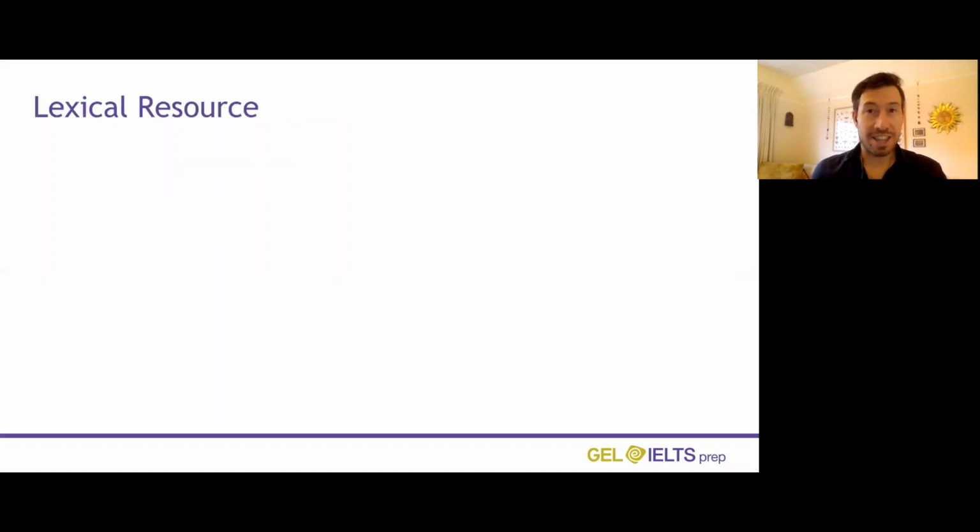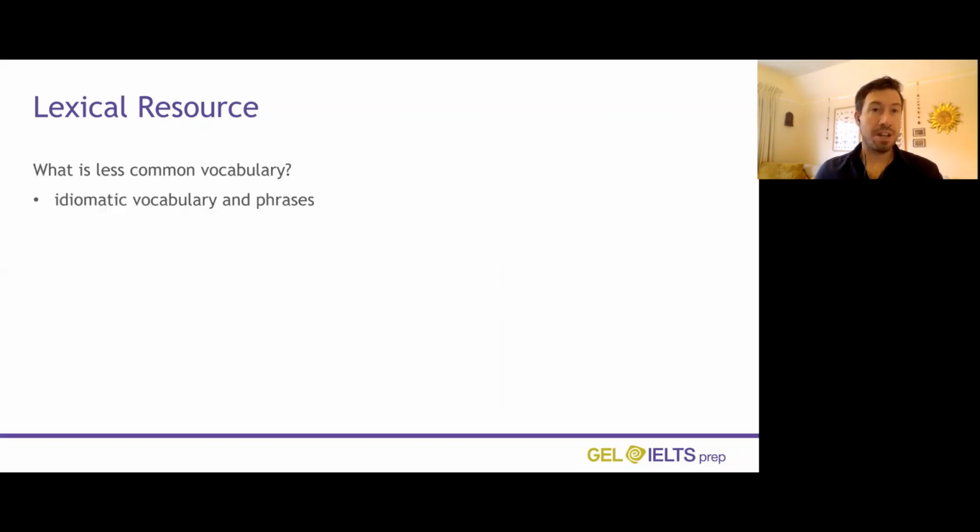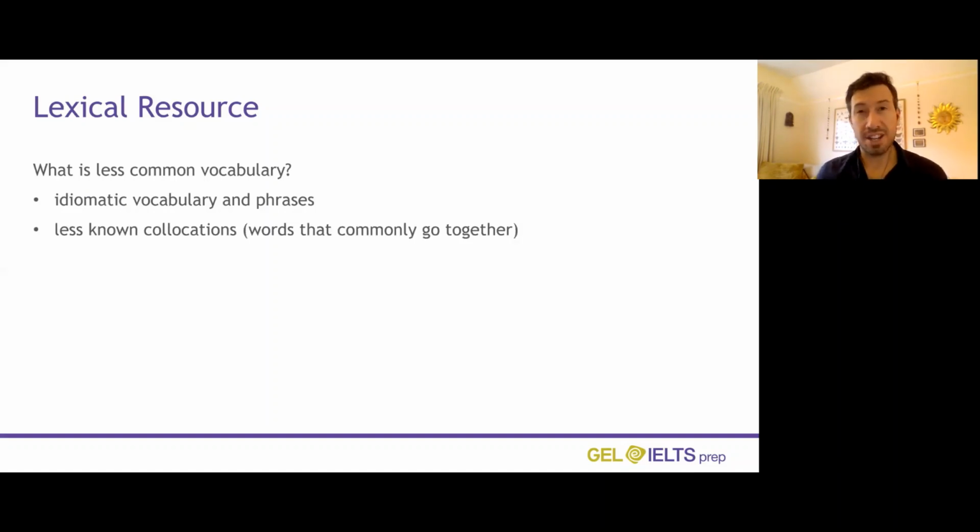So let's have a look at lexical resource now. So what is less common vocabulary? Well, it's idiomatic vocabulary and phrases. We're going to look at this in a second. And it's less known collocations. Now, collocations are words that commonly go together.